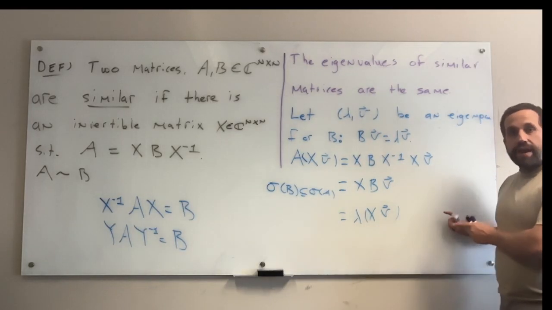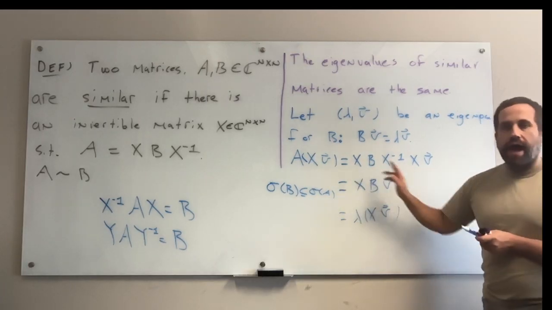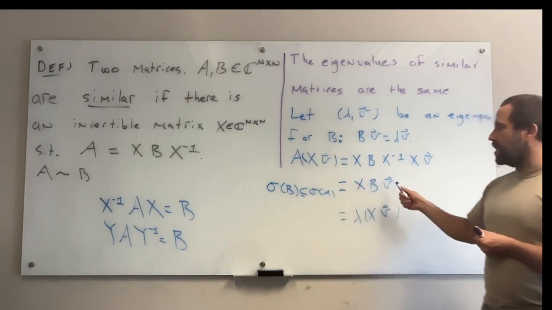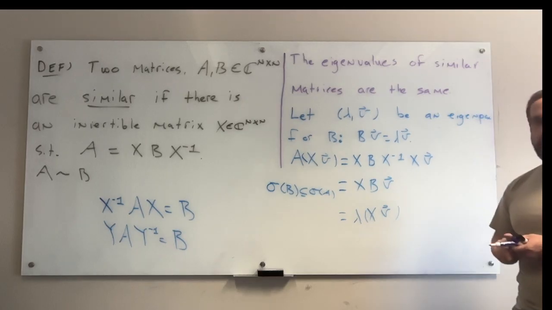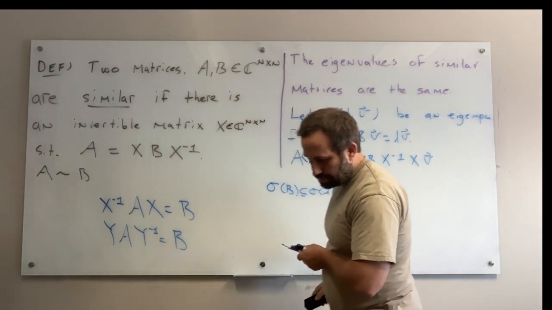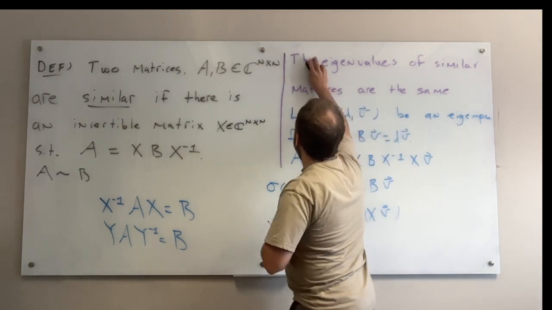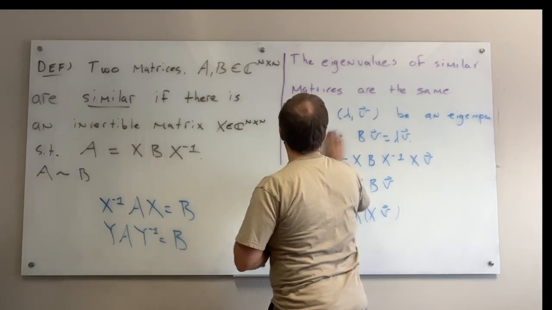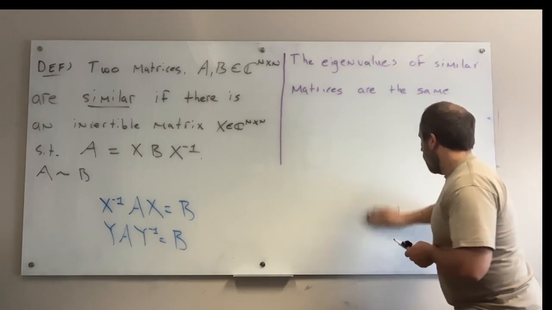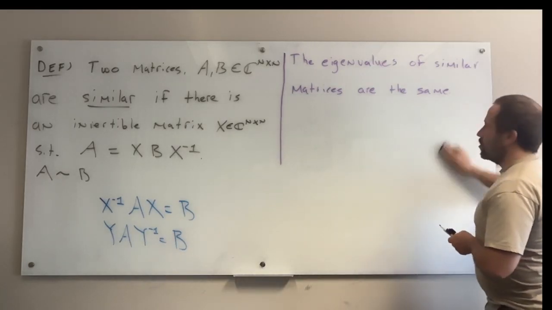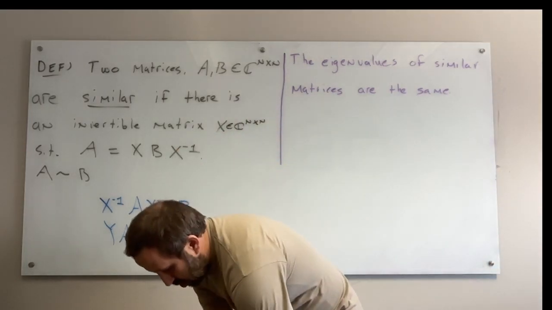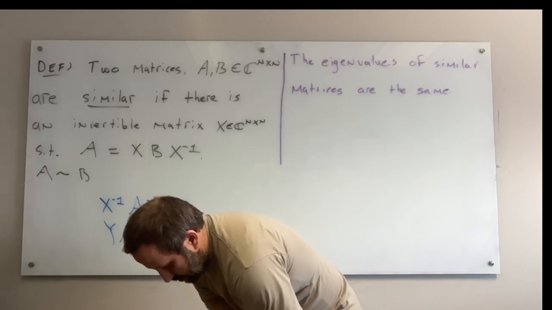But notice the eigenvectors are different. So this tells how the eigenvectors transform. If we have an eigenvector V of B, then XV is going to be the corresponding eigenvector for A. This is an important fact. Again, the fact that the eigenvalues are stable under this similarity relationship is something that we use throughout this class.